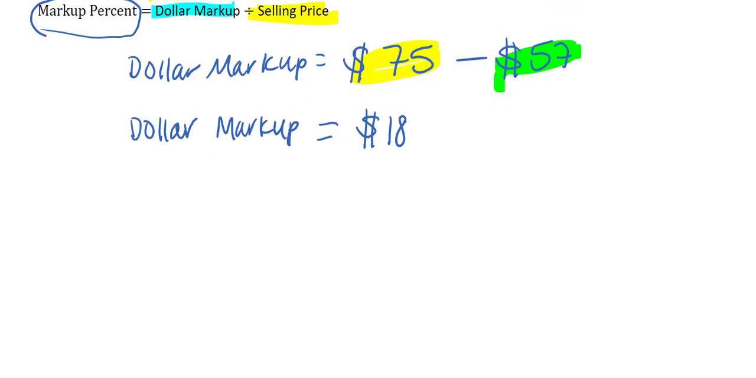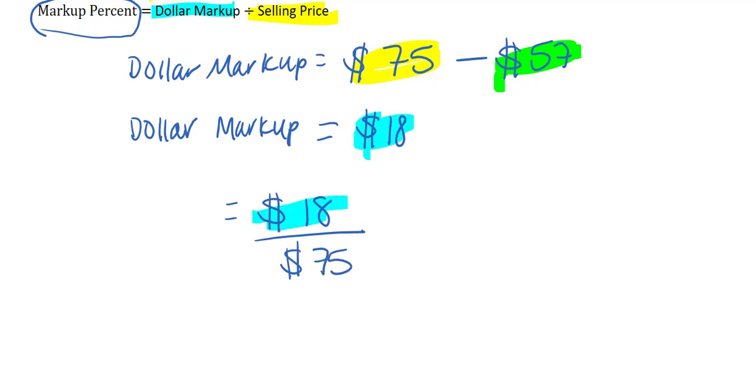So we're going to place that into the second equation, right? So we have $18 divided by, we can just put it over, the selling price, which is $75. So just to be clear, this is our $18. This is our 75, which we got from there. And this is going to be equal to our markup percent.